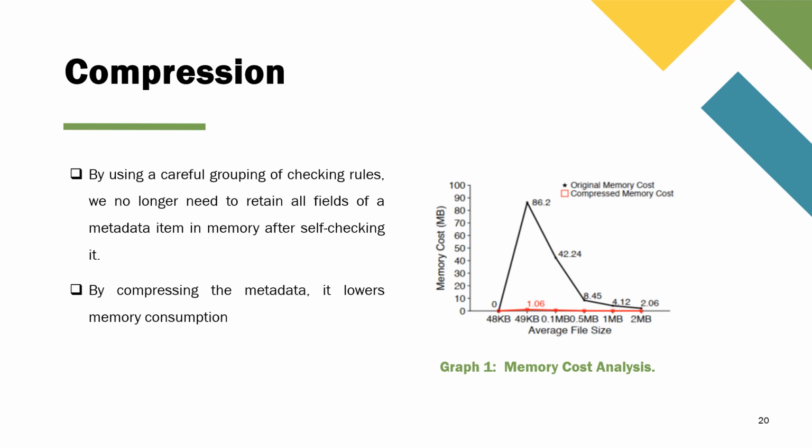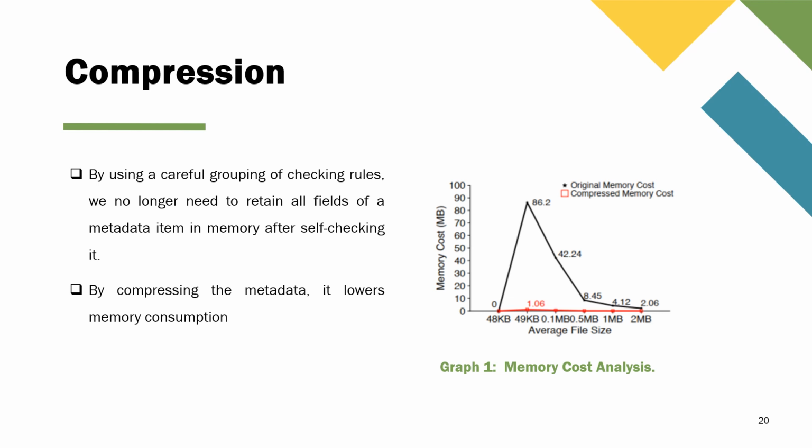Now I will explain the compression. By using a careful grouping of checking rules, we no longer need to retain all the fields of a metadata item in memory after self-checking it. By compressing the metadata, it lowers the memory consumption. In this figure, we can see the memory cost analysis. This graph compares the memory cost of inodes and indirect blocks before and after compression.